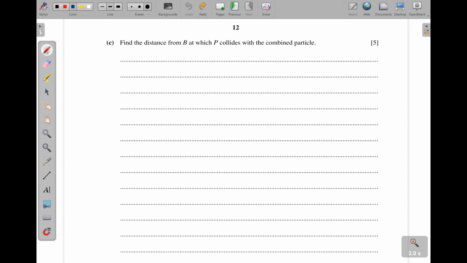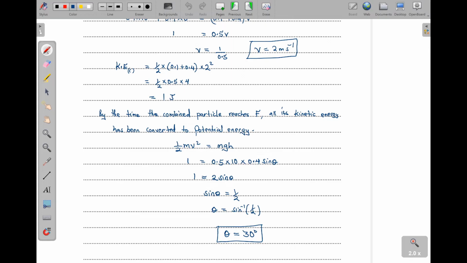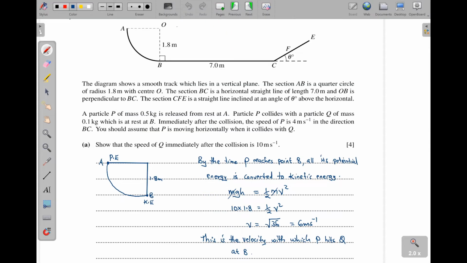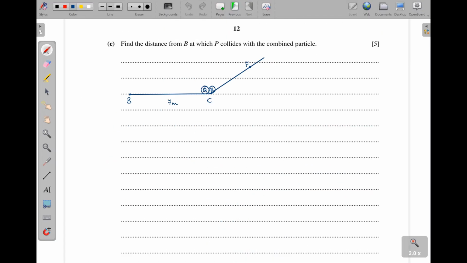Now, I'm going to also draw something here to show you what is happening. Now, we have F here. We have this combined particle here, okay? Or I can say Q has come here, but then it finds R there. This is Q, and then we are seeing that this is 7 meters. This is point C, and then this is point B here, from the diagram. Now, we are going to have P here is moving.